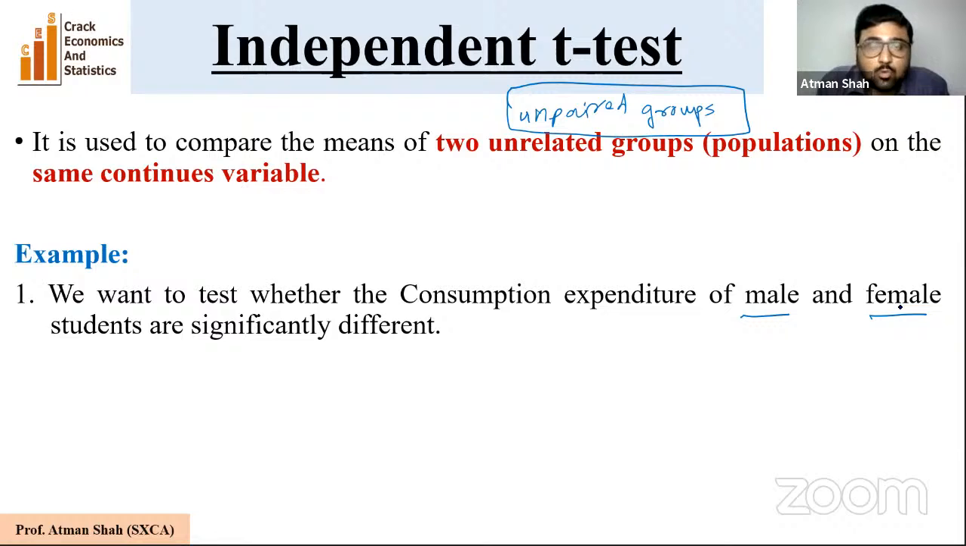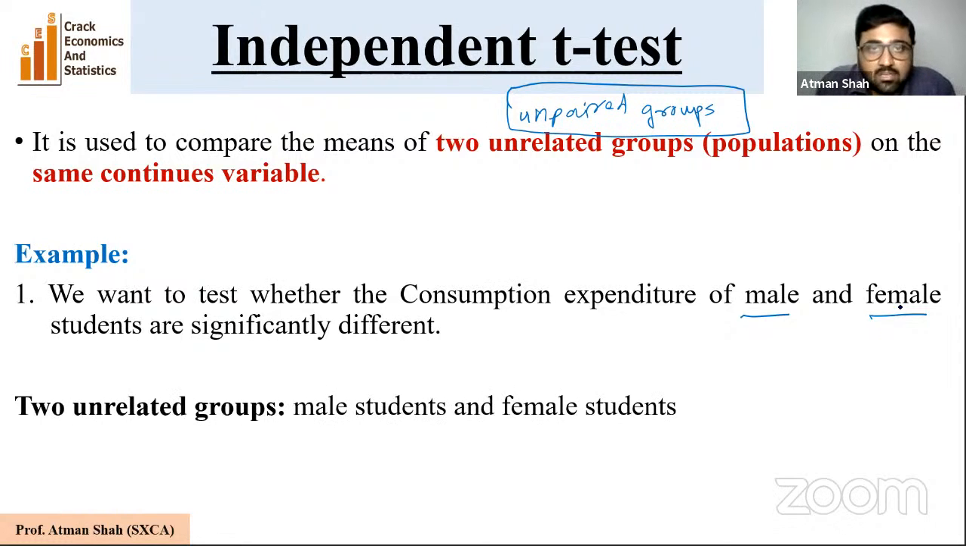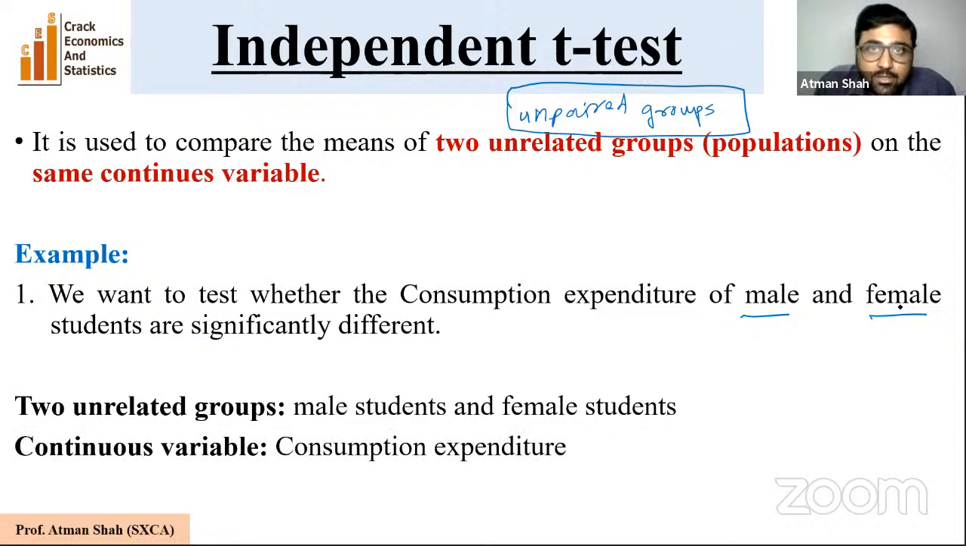So when we have two independent groups or unpaired groups, we are going to use independent t-test. The name itself suggests its usefulness. In paired t-test, we have paired groups. In independent t-test, we have independent groups. So here we have two unrelated groups, male students and female students, and one continuous variable, that is consumption expenditure.